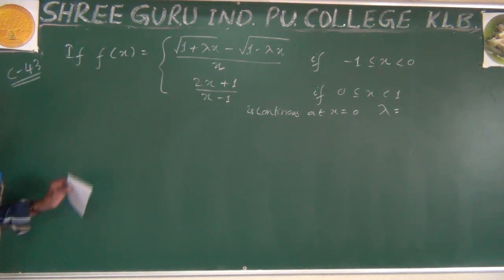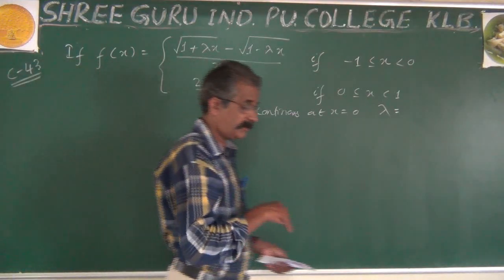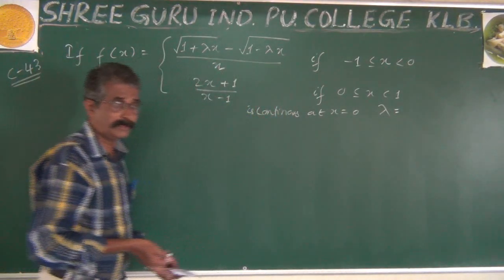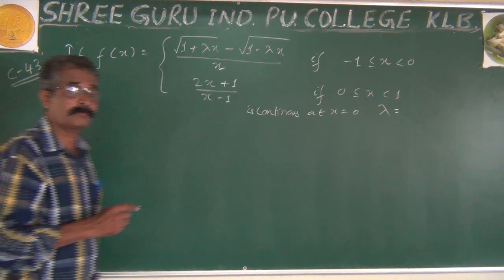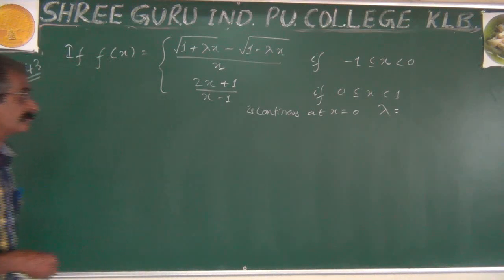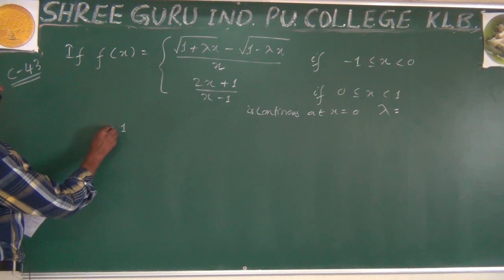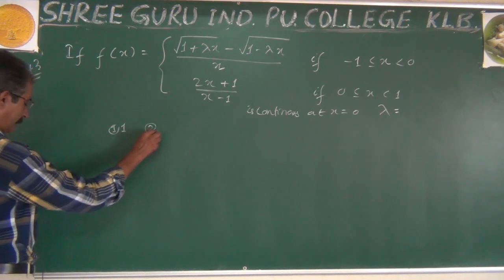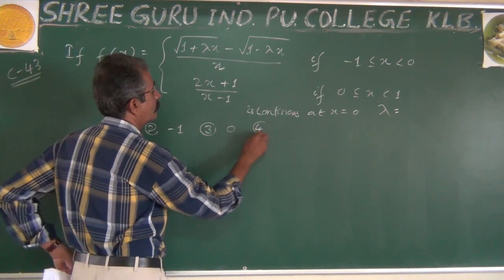Keep in mind, we are answering MCQ problems, so you need to save time. If it is asked in theory, you go with steps, finding LHL, RHL separately, finding f of a, etc., then getting the answer. Here, you must get the answer in as little time as possible. Then lambda: first option 1, second option minus 1, third option 0, fourth option 2.